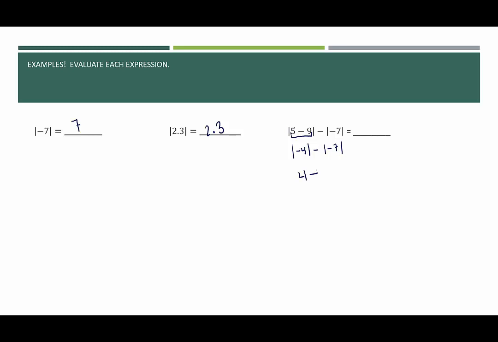And then the absolute value of -7 is 7. Now I'm ready to subtract. 4 minus 7 is -3.